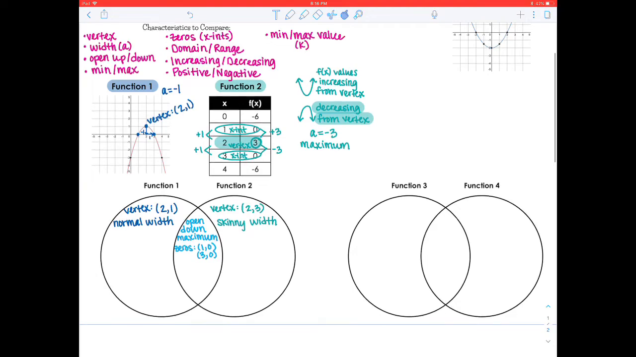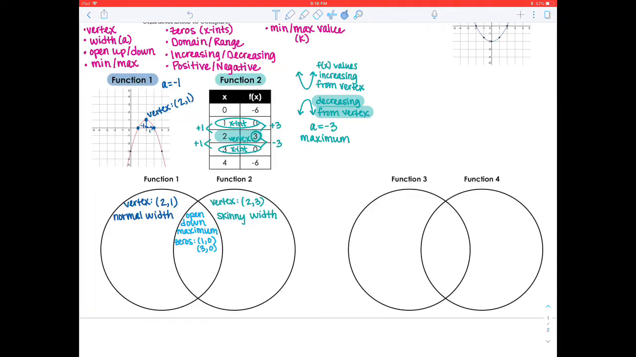So now for our domain, range, increasing, decreasing, positive, negative, all of that. So remember, your domain for all quadratic functions is infinite, so that's something that they're all going to share, is that infinite domain. So I'm going to abbreviate that with D. Is infinite, negative infinity to positive infinity. Remember, those are your x values.